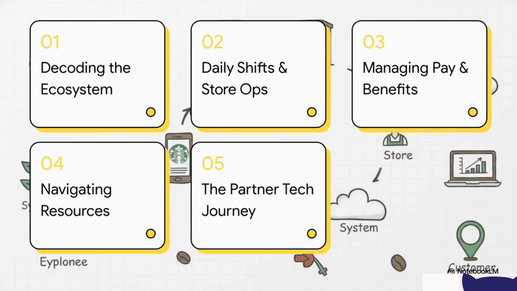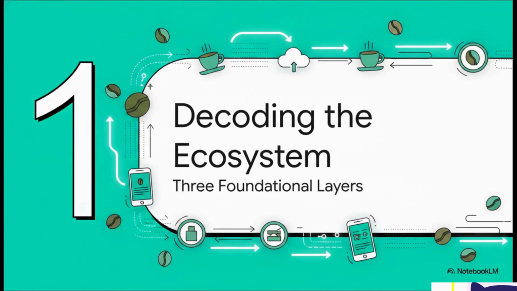So let's break this down. We're going to cover decoding the Starbucks ecosystem, managing daily shifts and store ops, handling your PAN benefits, navigating info and resources, and finally, mapping out the partner tech journey. All right, let's jump straight into section one, decoding the Starbucks ecosystem, and specifically its three foundational layers.